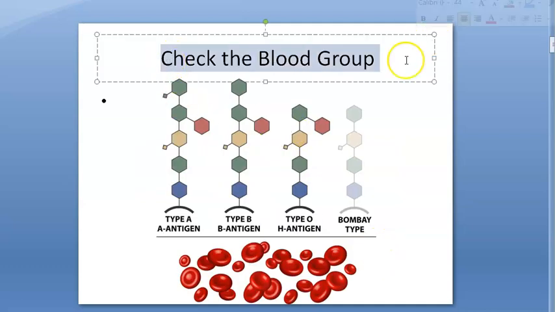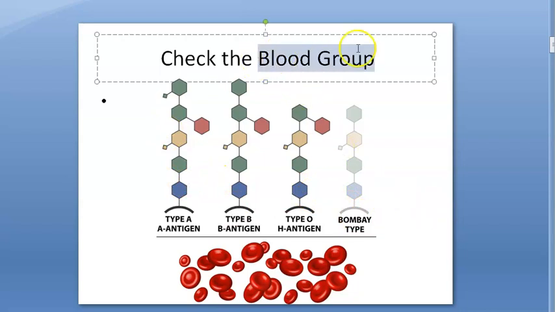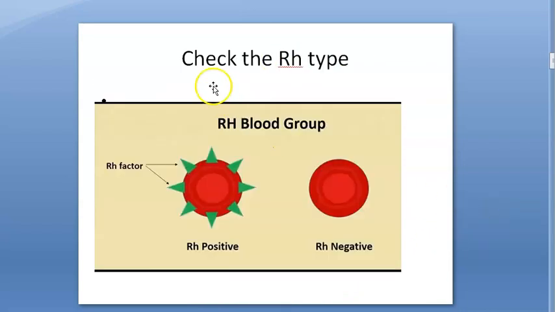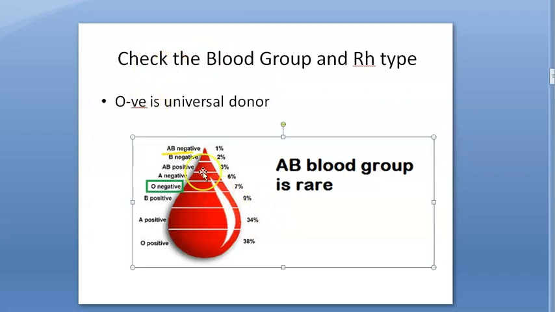So what will they check? The blood group. The blood group can be A, B, O, AB or Bombay type, where there is no antigen at all on the RBC surface. This is about the blood group antigen we are talking about. Then there is something called the RH antigen, that is rhesus antigen, that can be there or may not be there. So it will be positive or negative. So look at the blood group. You have so many blood groups. O positive is very common and AB negative is very rare.